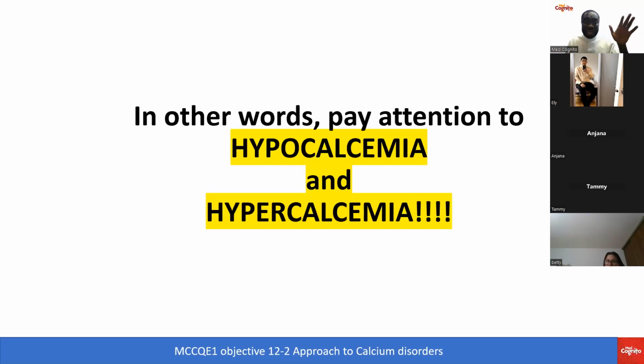So doctors, are we all tracking together? This is all by way of introduction. Are we all tracking? If you are tracking together, just type yes, yes, yes. Let me know that we are all tracking together. Hypocalcemia, hypercalcemia. Okay, good.